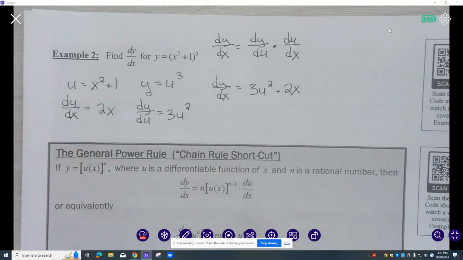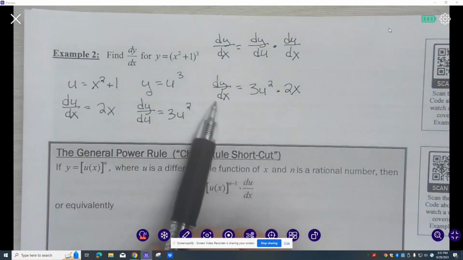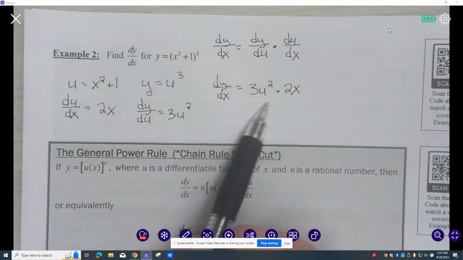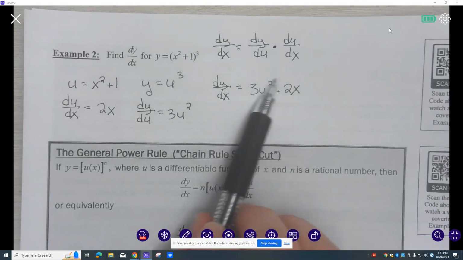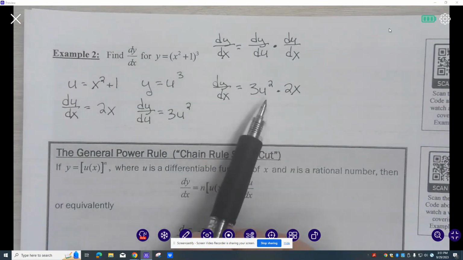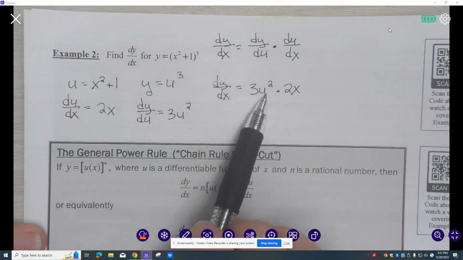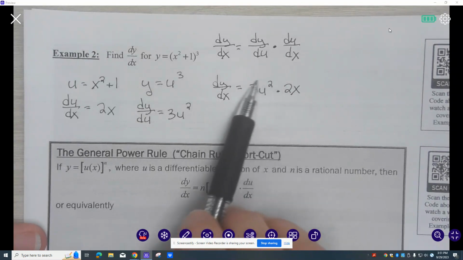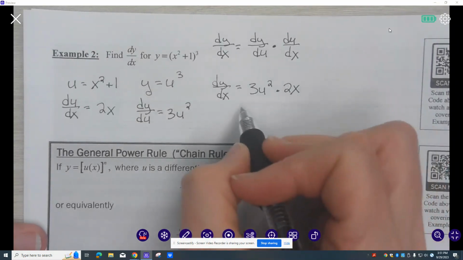Okay, now I'm not done because this says find the derivative of y with respect to x. I shouldn't have any u's over here. This needs to be all x's. So I did take the derivative, but now I want to write everything here in terms of x.